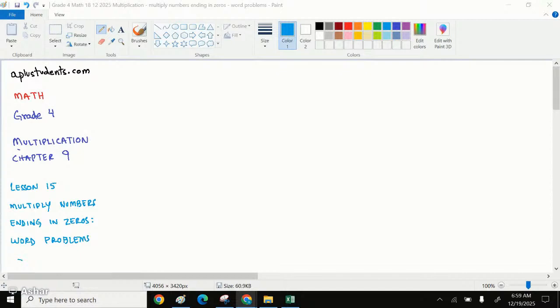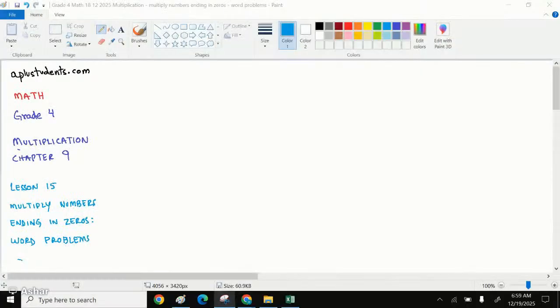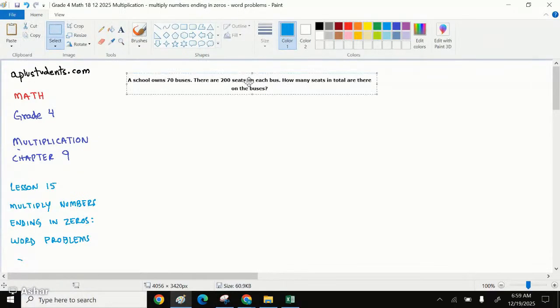So we begin with the first question. We'll copy the question over here so that it's easier for us. We are doing question number 1. A school owns 70 buses. There are 200 seats on each bus, right?